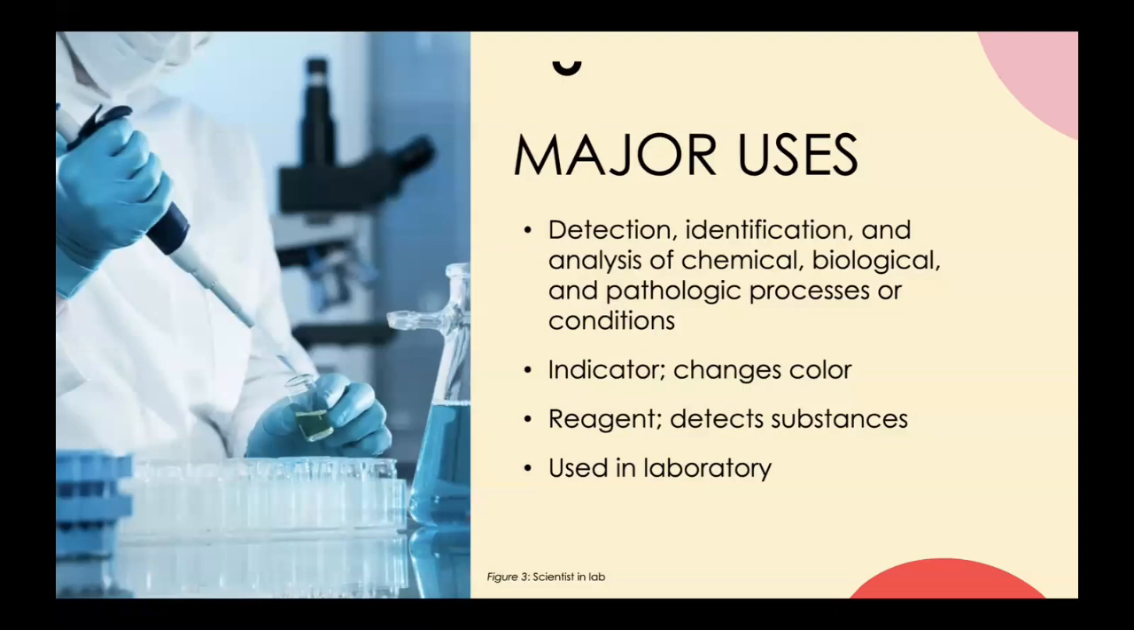It can be used to detect, identify, and analyze chemicals, biological, and pathologic materials. Ninhydrin may also be used as an indicator since it changes color. It may also be used as a reagent to detect specific substances like amino acids, as previously discussed.